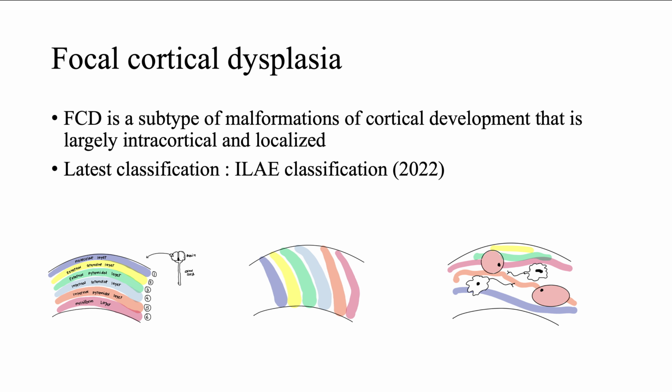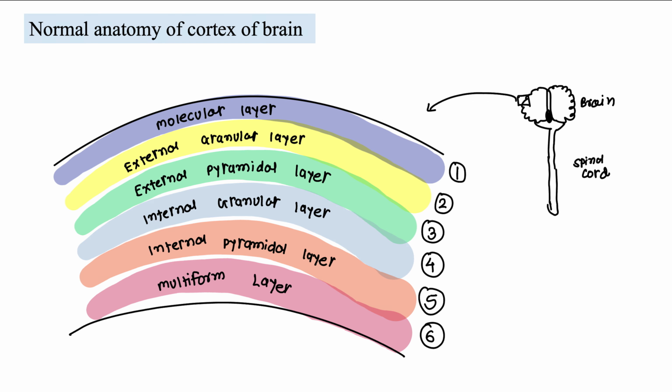First we will start with the normal anatomy of the cortex of the brain. Here you can see the six layers of the cortex from outside to inside. First is the molecular layer, then the external granular layer, then the external pyramidal layer, then the internal granular layer, then the internal pyramidal layer, then the multiform layer. All six layers are arranged horizontally, meaning tangential to the surface of the cortex.